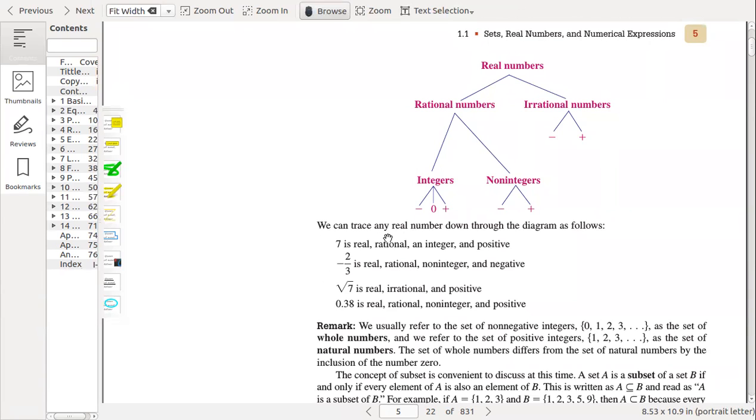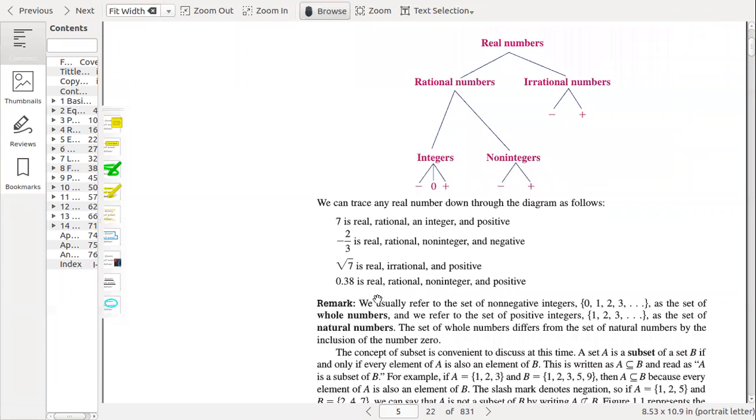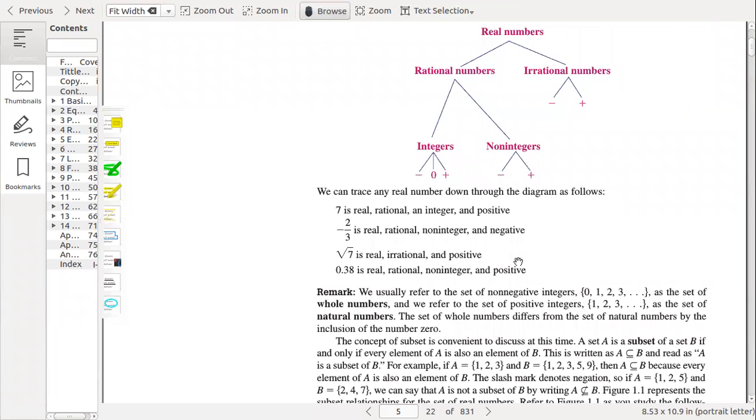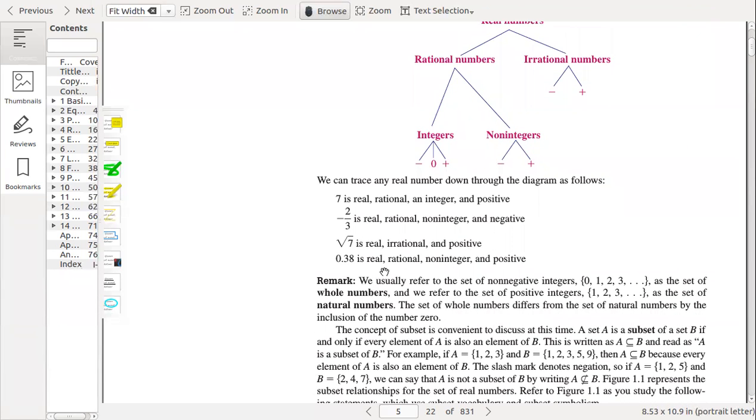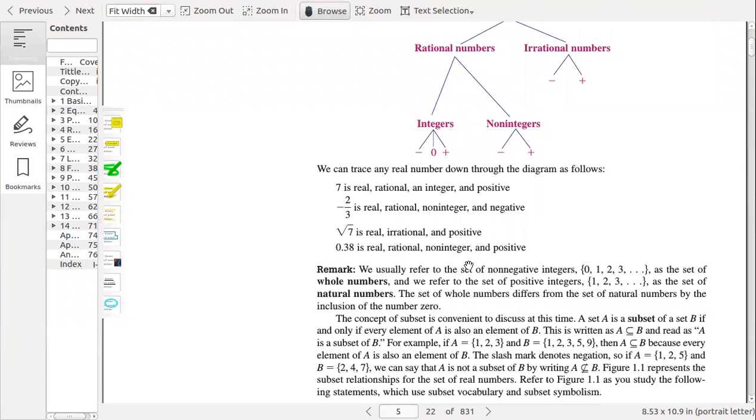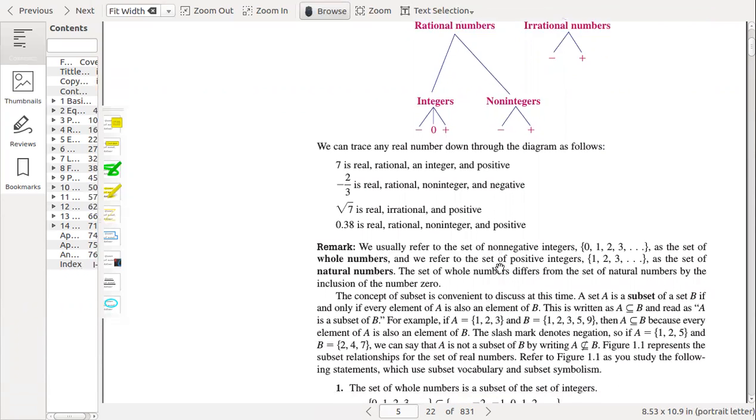We can trace any real number down through the diagram as follows. 7 is a real, rational, integer and positive. Minus 2 by 3 is a real, rational, non-integer and negative. Square root of 7 is a real, irrational, and positive. 0.38 is real, rational, non-integer and positive.